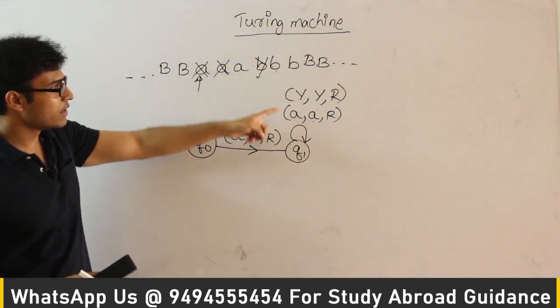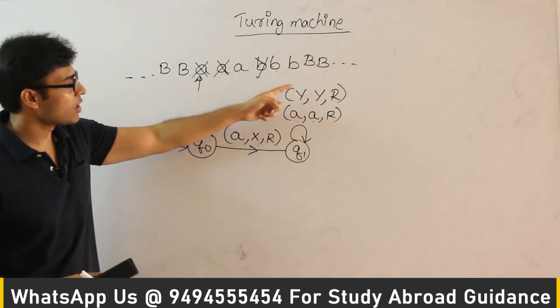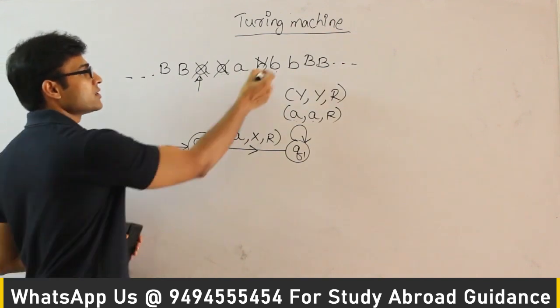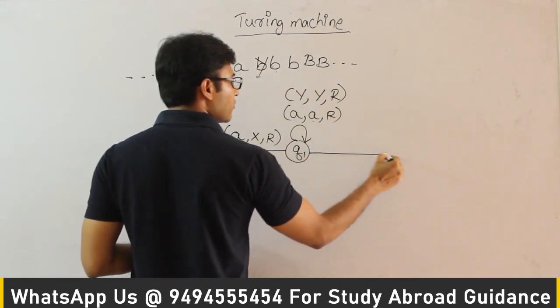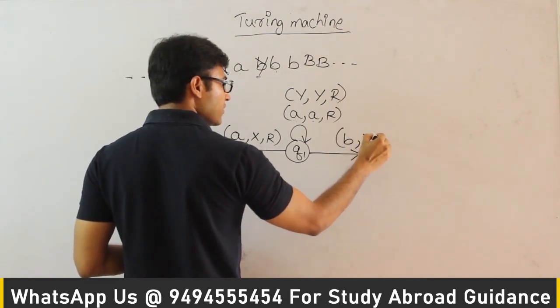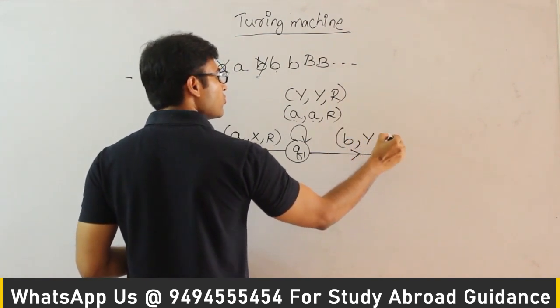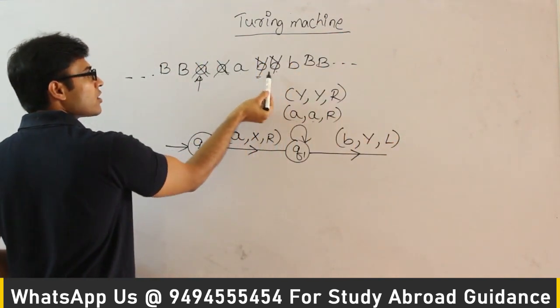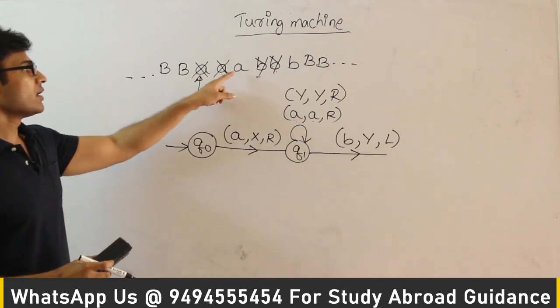So you leave all the A's as it is and you leave all the Y's as it is, and you keep moving right until you hit the first B. Whenever you hit the first B, that is where you make that B as Y and you start moving left, which means you make this B as Y and again you start moving left in search of first A.